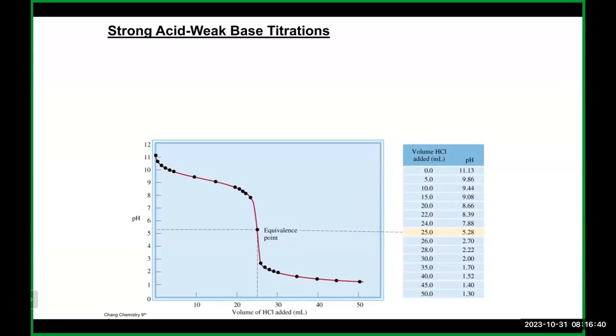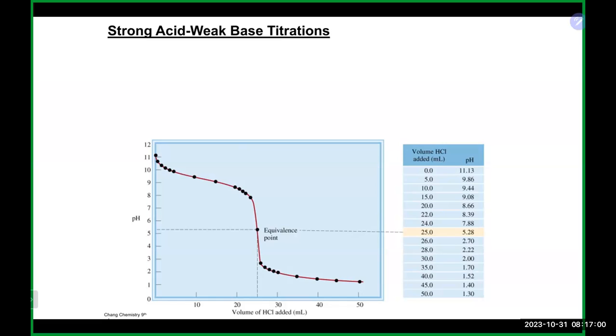Okay, so I believe it's where we left off. We've been talking about titrations and titration curves. We talked about two types so far, really, in sort of depth. We talked about the titration of a strong acid with a strong base. We also talked about a titration of a weak acid with a strong base.